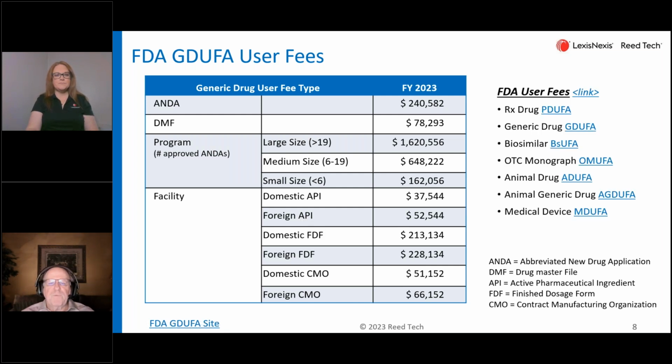Now, those in the generic drug arena, you should not feel that you're being picked on by the FDA. The FDA does have user fees for many different types of products. So prescription drugs, biosimilars, over-the-counters, animal drugs, and both animal drugs and generic animal drugs, and also including medical devices. So there are a number of user fee schedules for different types of products.